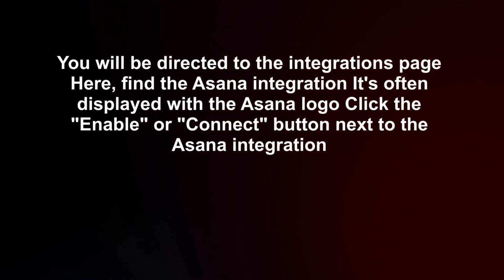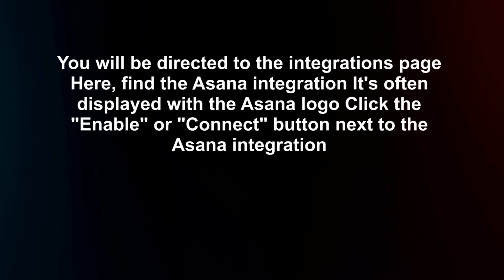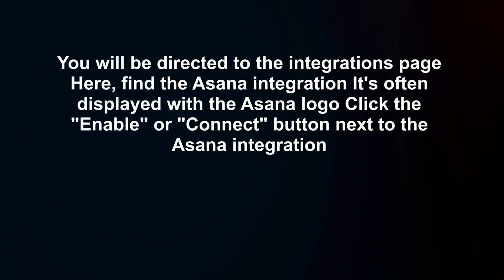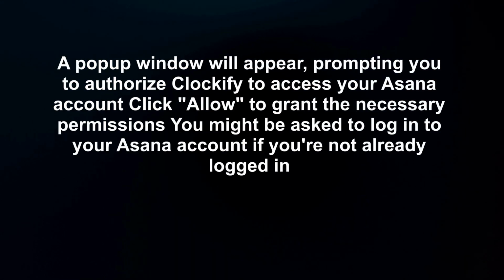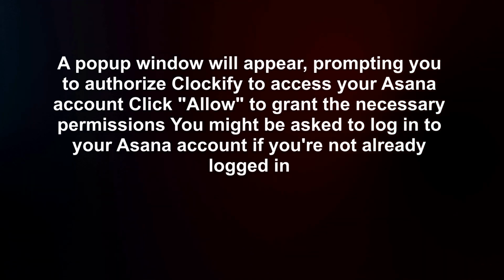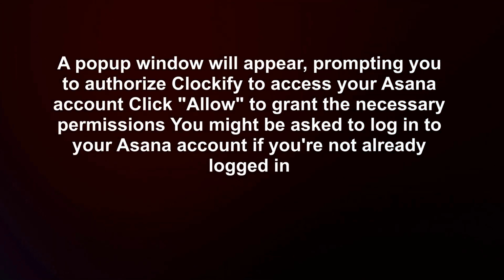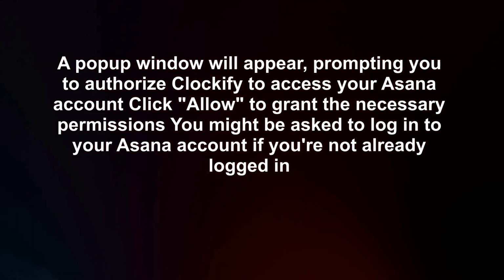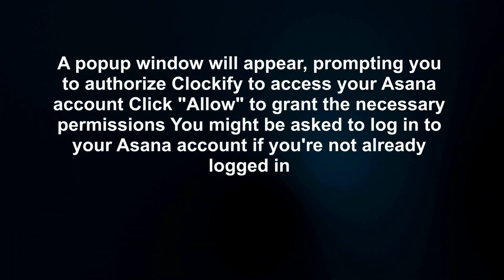Find the Asana integration. It's often displayed with the Asana logo. Click the Enable or Connect button next to the Asana integration. A pop-up window will appear, prompting you to authorize Clockify to access your Asana account. Click Allow to grant the necessary permissions. You might be asked to log into your Asana account if you're not already logged in.